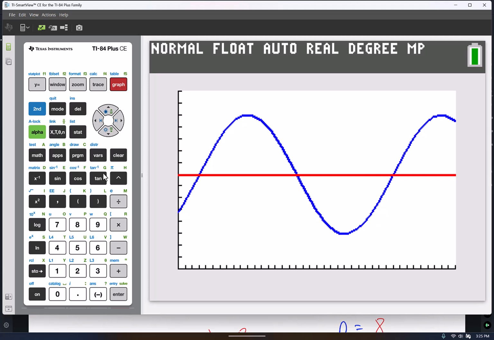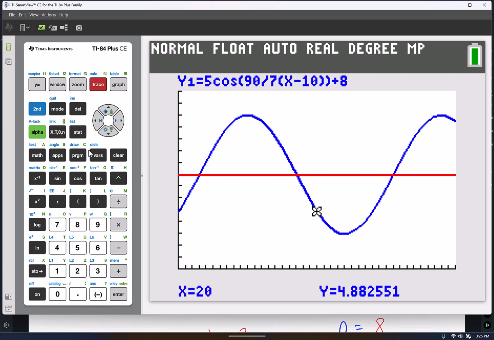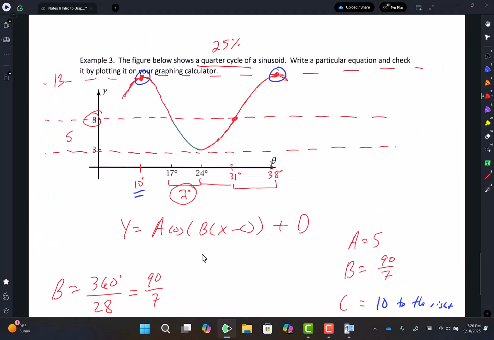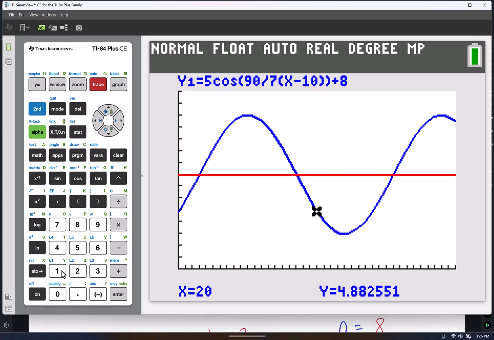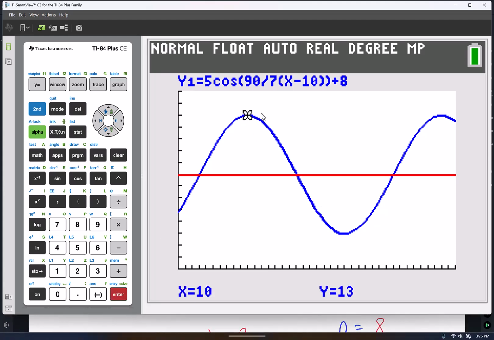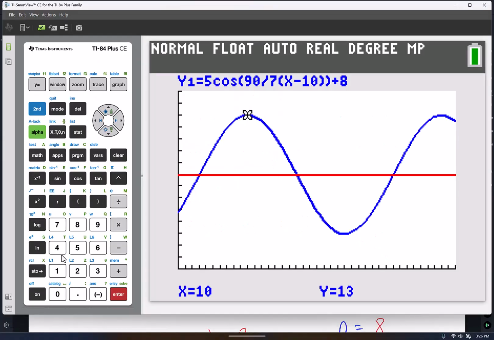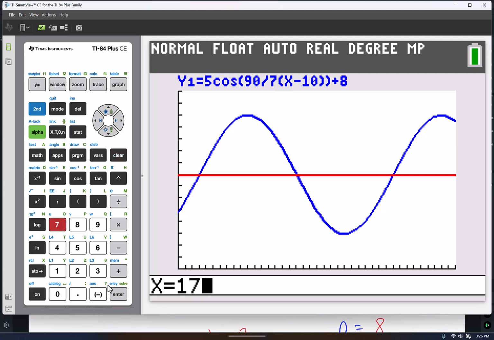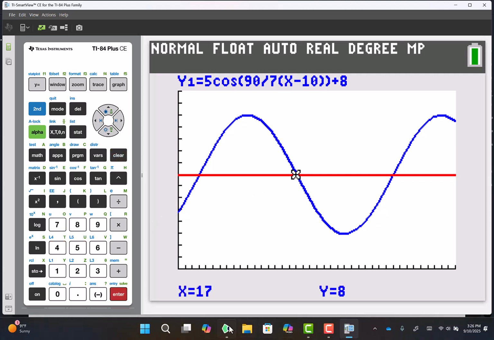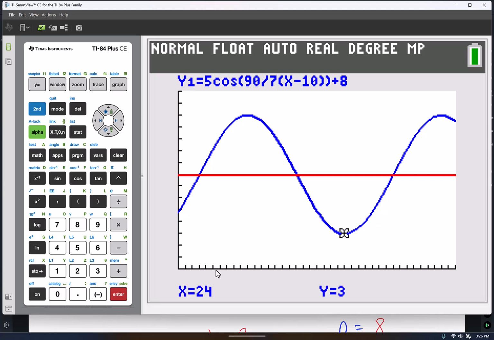See? I'm going to push trace. X scale means like you see these little grids down here. Every one of the spacing is 1. If you would have put 5, you would have seen it by 5, or every little hash mark or whatever you want to call it. Trace. I'm going to push 10, and let's see if I have a peak at 10. 10, enter. Yep, there's my peak, 13. I'm going to push 17. At 17, I better be at 8. Yep, there I am at 8. I'm going to do one more. I'm going to do 24. At 24, I better be a minimum. 24, enter. And there it is, 3.